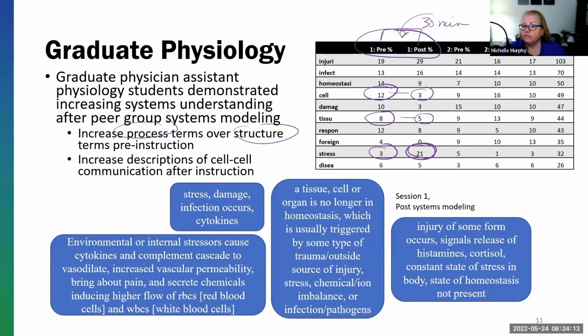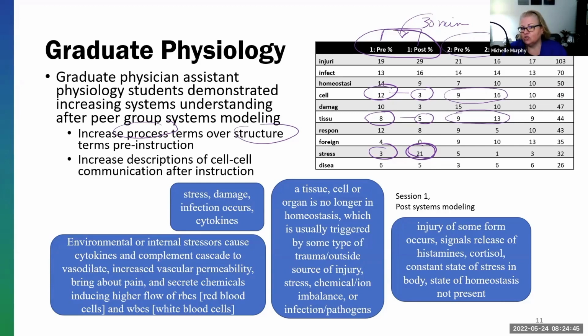This was small group modeling. This was not a whole group think of the class. Okay, now we're all going to write about stress. This was independent groups coming up with this process just based on systems modeling. Now, it looks like that had a reverse after instruction, but this is where it's important to really look at what they said, because this actually does not indicate a reverse of the prior. It indicates that they now are talking more about individual processes because they've had the instruction.